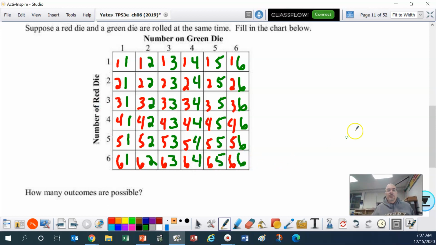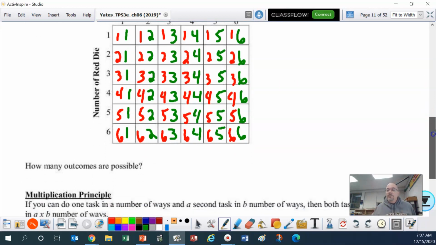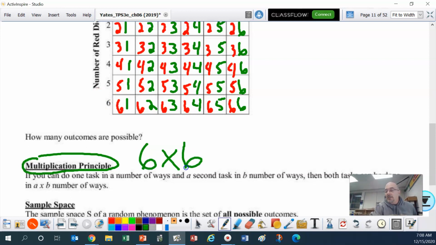So how many are possible? Well, if you count that out, this is the counting principle, folks, or the multiplication principle. If you can do one task in A number of ways and a second task in B number of ways, then both can be done in A times B number of ways. So there's 6 sides on one times 6 sides on the other, so there are 36 outcomes, right?